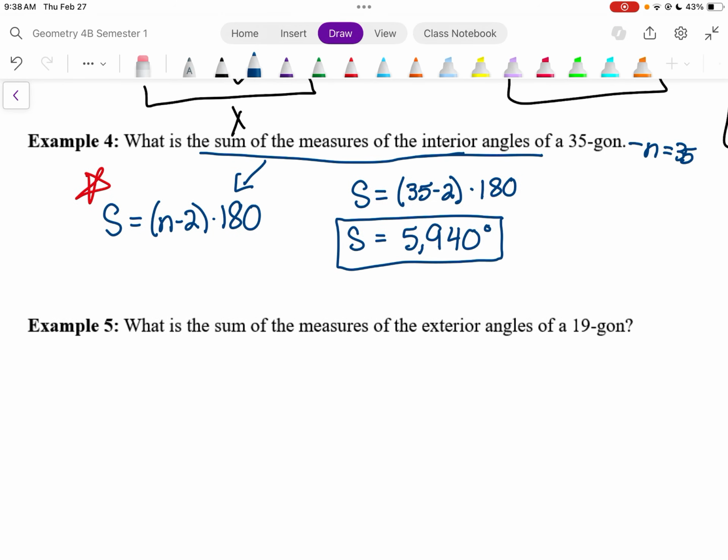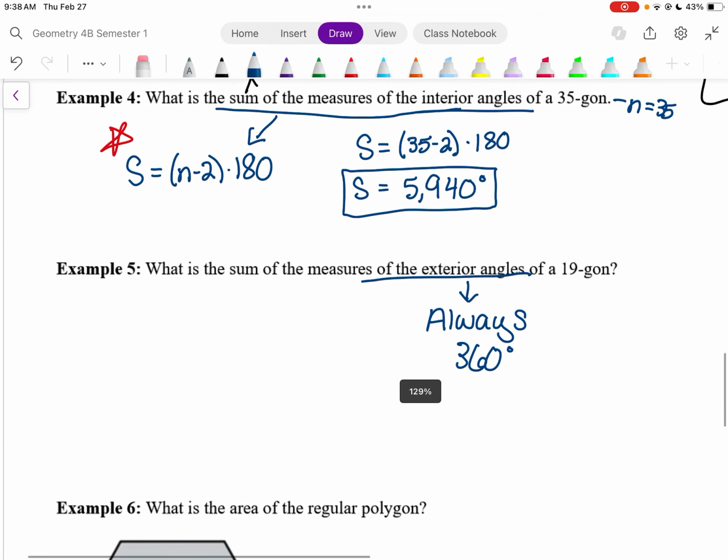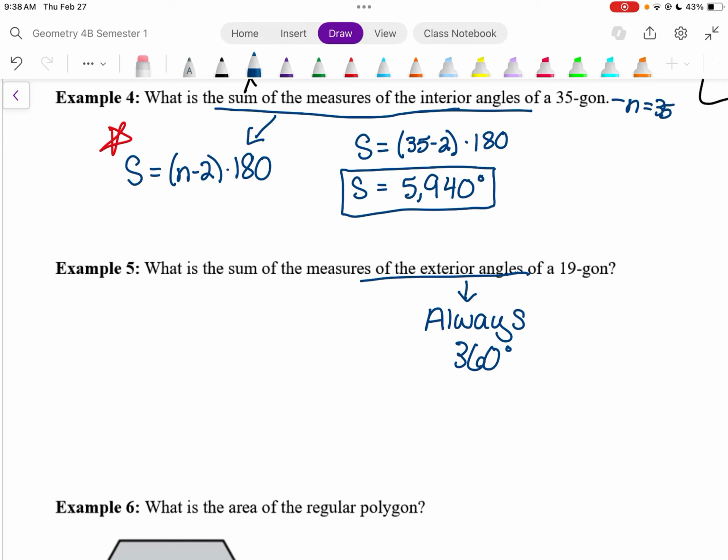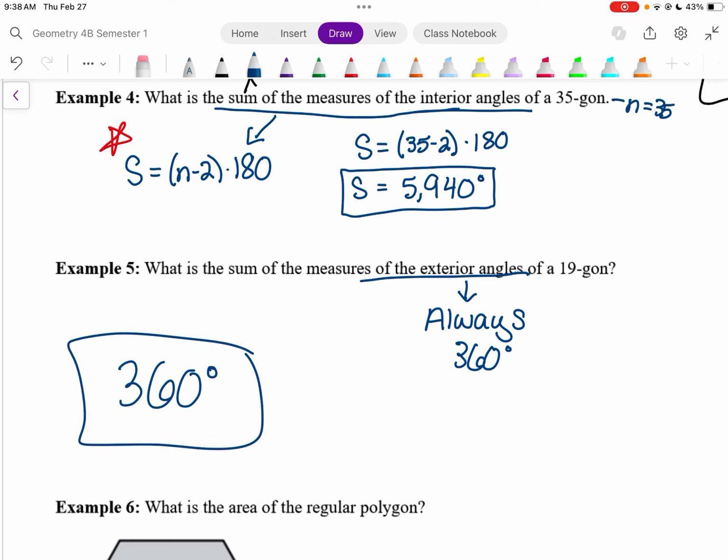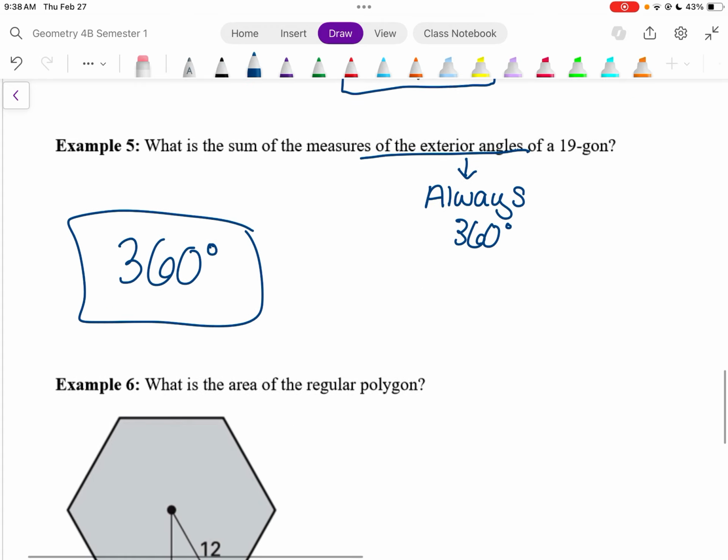Then, next, example 5: what is the sum of the measures of the exterior angles of a 19-gon? The sum of the exterior angles, it does not matter how many sides your shape has, is always 360 degrees. So there's no work required for this problem because it's just a fact that all of the exterior angles will add up to 360. So your answer is 360, and there's nothing else you have to do for that problem.